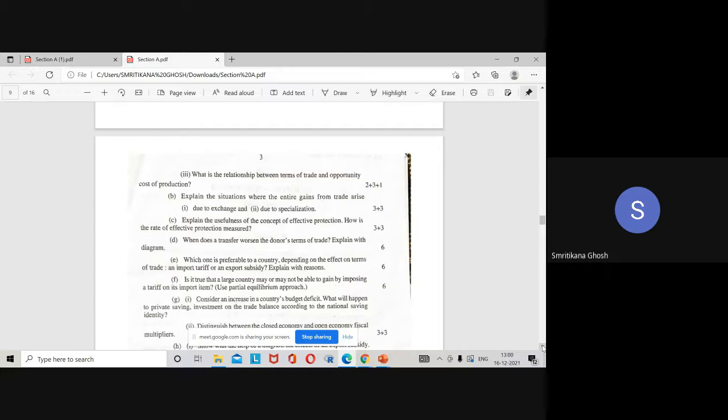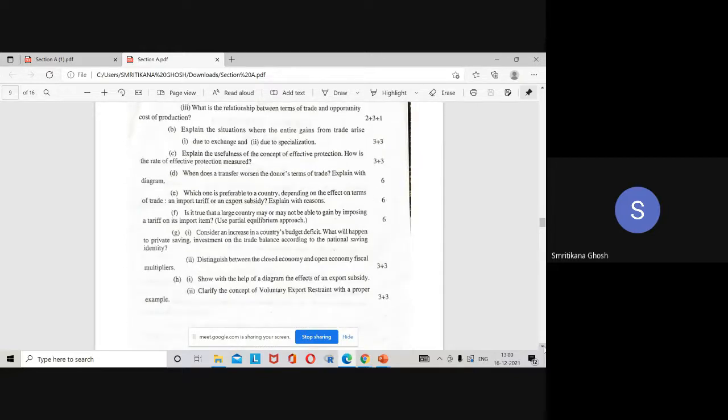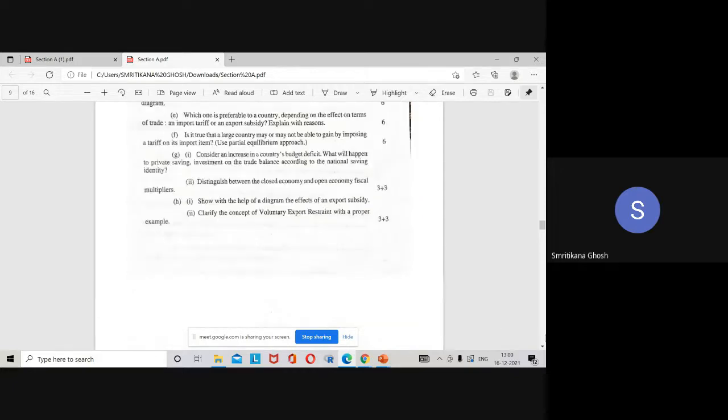Is it true that a large country may or may not be able to gain by imposing a tariff on its import item? Yes, maybe. If that Metzler's paradox is there, this is actually the Metzler's paradox, then there will be no gains from trade because of the tariff imposition. You have imposed tariff and import has increased. Consider an increase in a country's budget deficit. Okay.